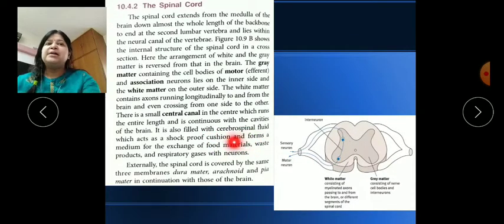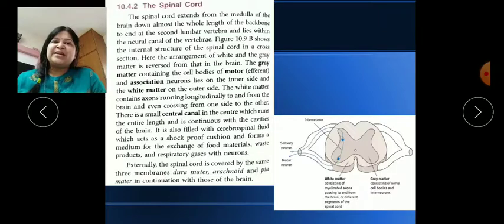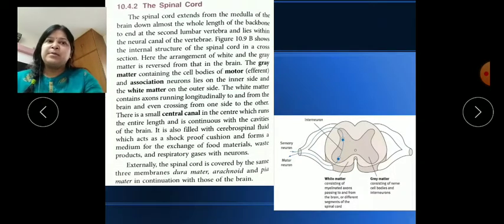Okay, and like the brain cavity is filled with cerebrospinal fluid, in the same way the spinal cord cavities are also filled with cerebrospinal fluid, which basically acts as a shock absorber. So its function is that it acts as a cushion, and it forms a medium for exchange of food material, waste products and respiratory gases with neurons. So this is the function of cerebrospinal fluid in the spinal cord.